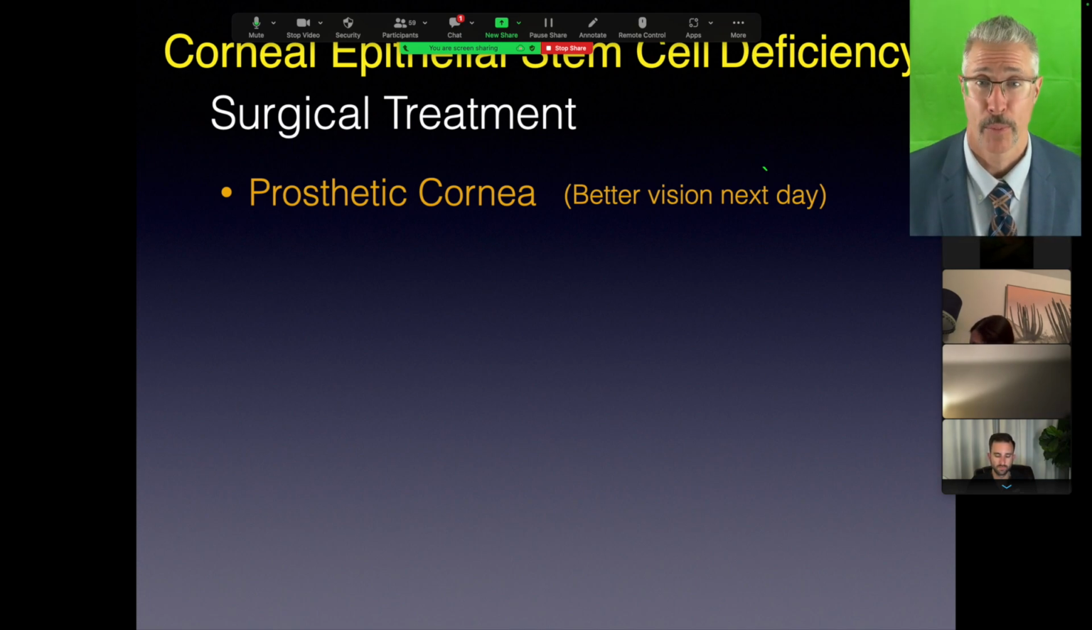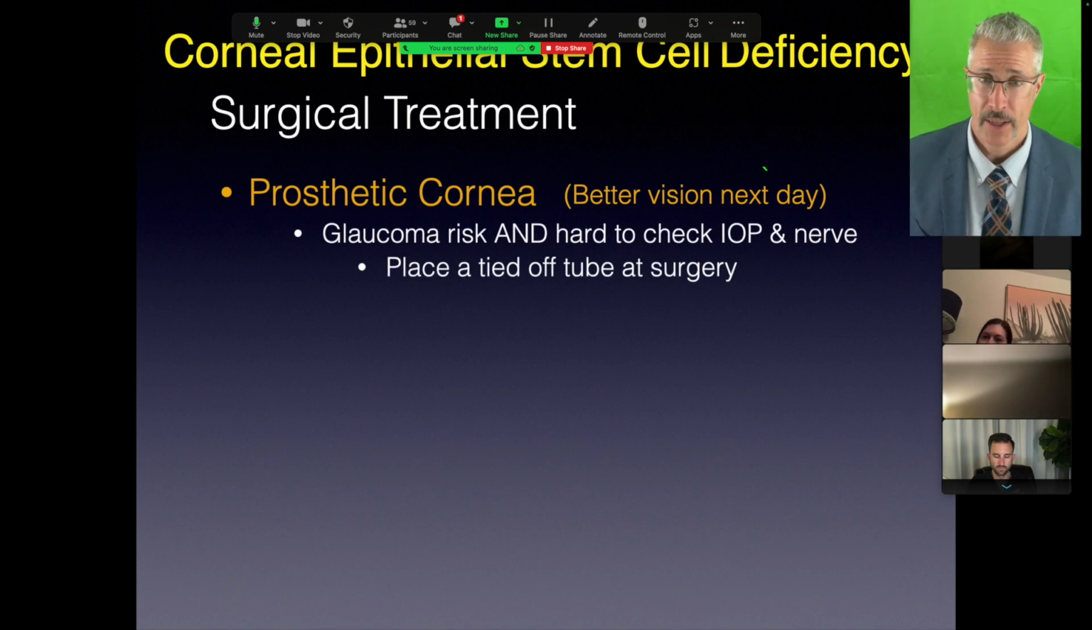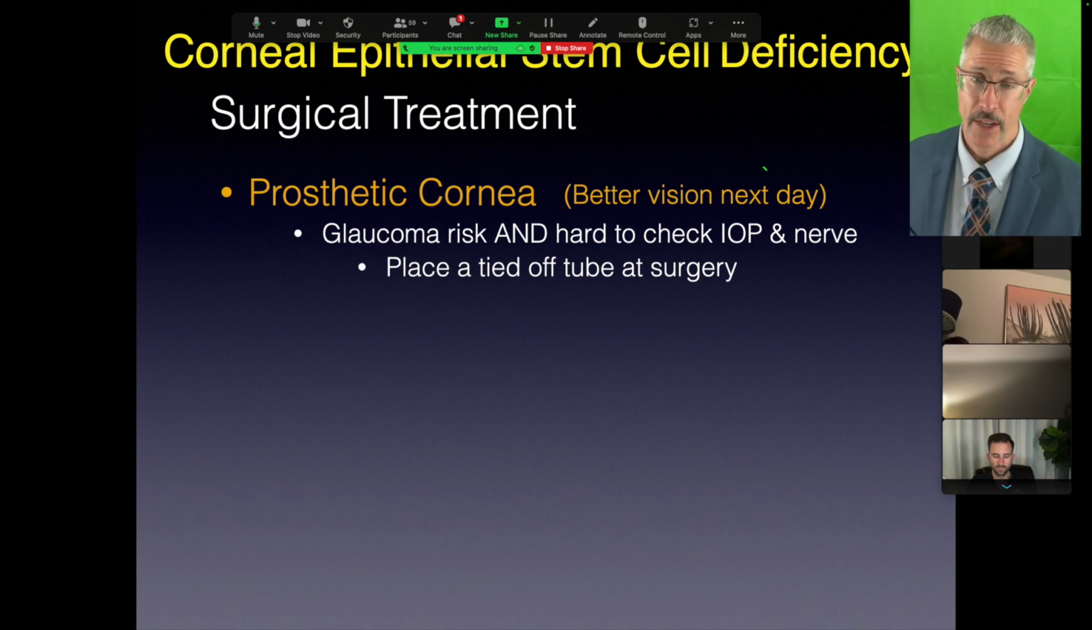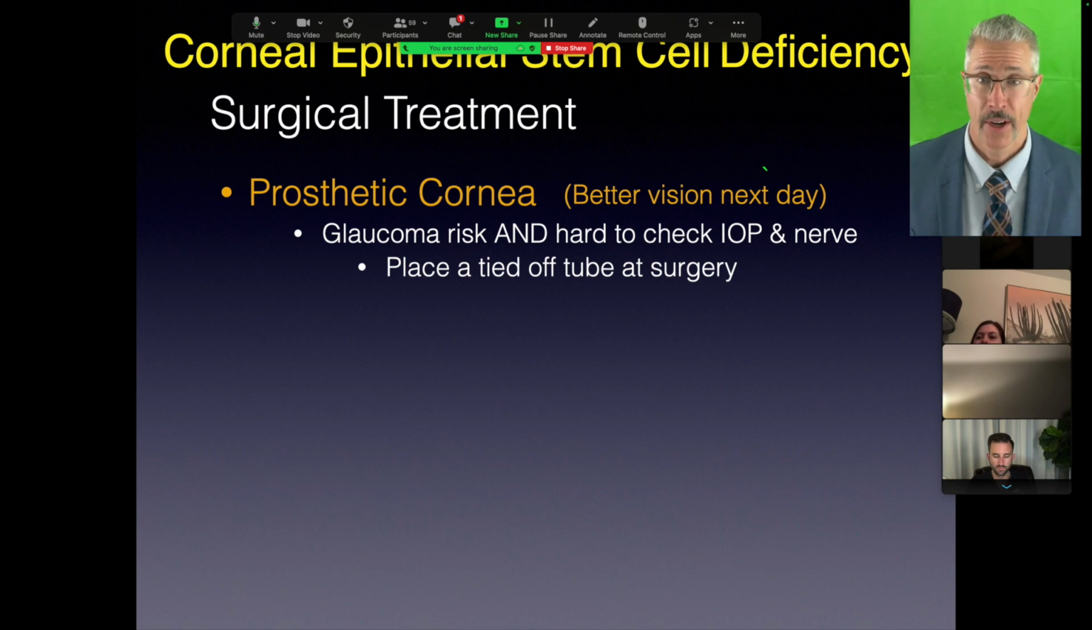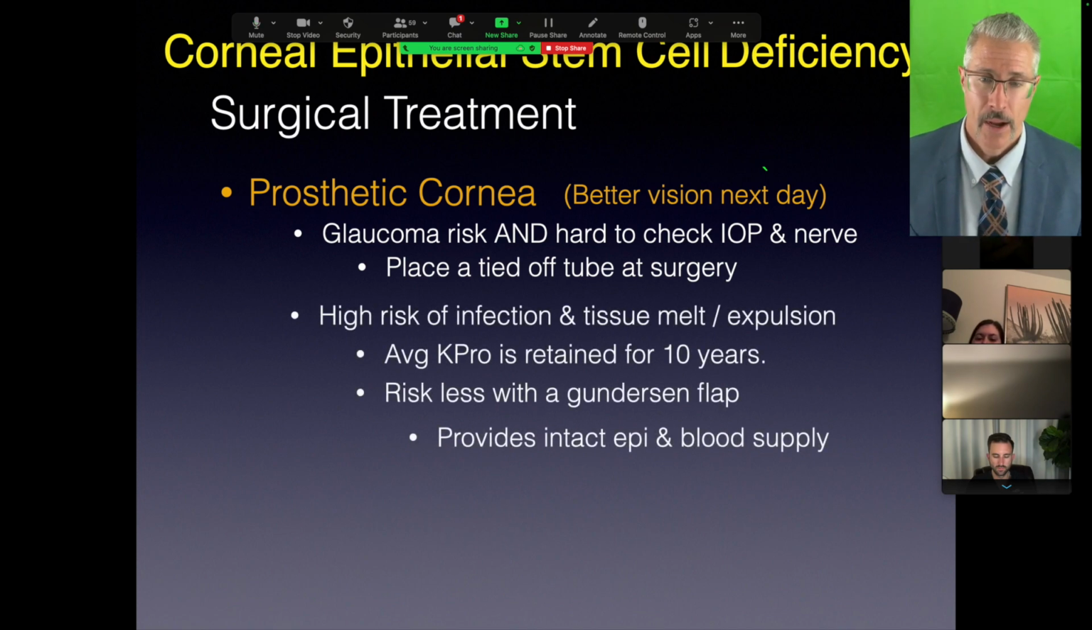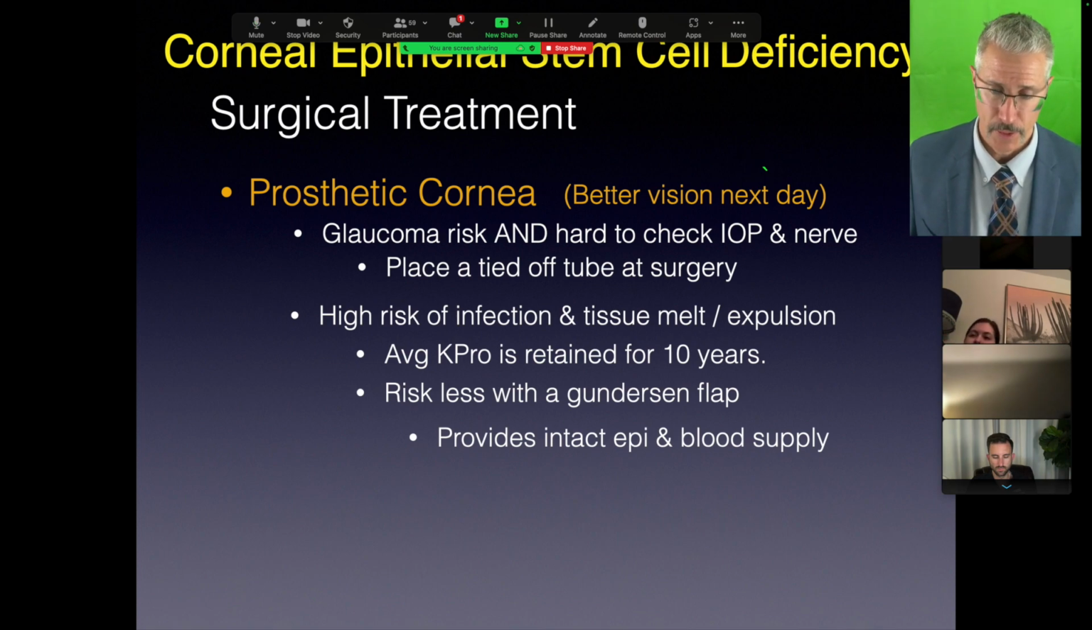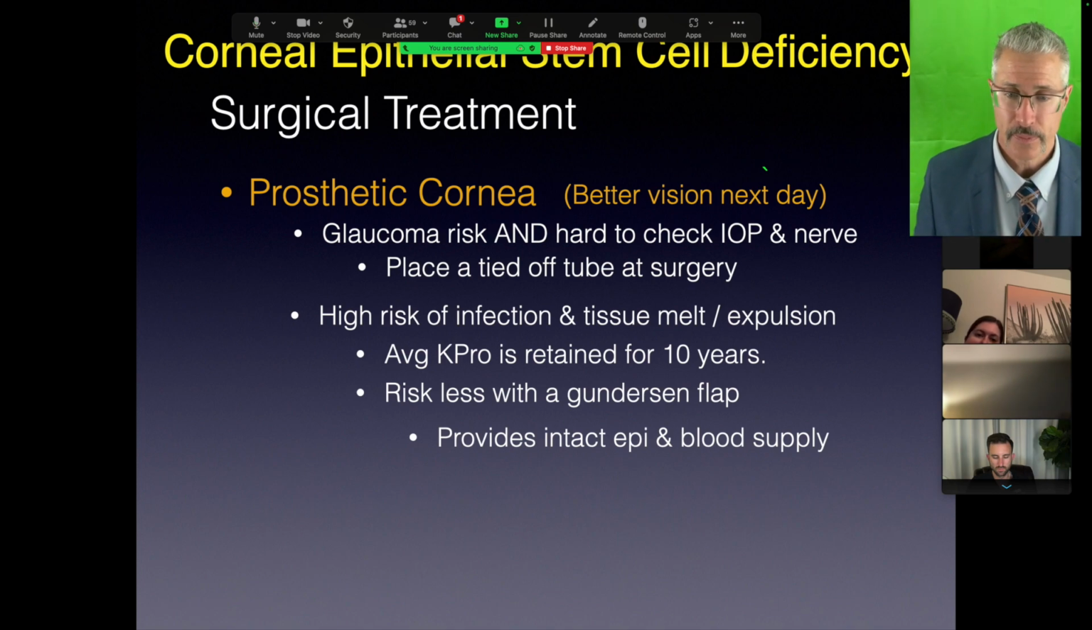What are the problems with a prosthetic cornea? Well, it's high risk for glaucoma, and you can't check pressure accurately. So a lot of times we're placing a tube at the time of a prosthetic cornea surgery. Even if you don't have glaucoma yet, it's going to be tied off, ready to open in the future. Another problem is you're very high risk of infection. And the tissue can break down and perforate and expulse the prosthetic. So that's the reason that the average K-Pro only is retained for 10 years.